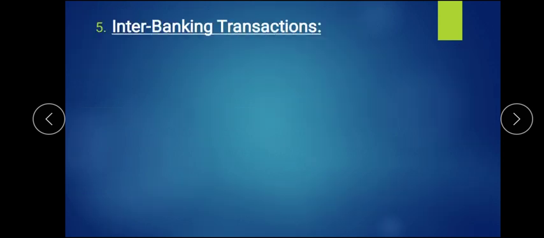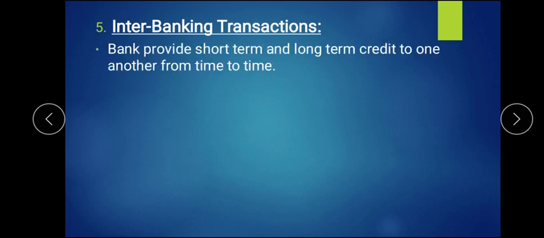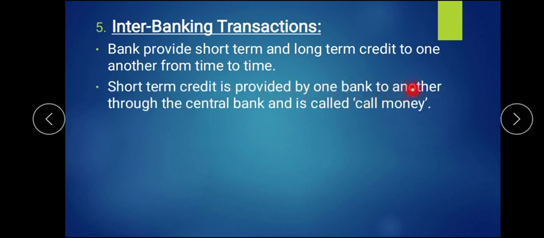Now the fifth point, that is interbank transactions. We have seen that many times when banks are short of money, they try to get a loan from a nearby bank. So one bank will help the other. Banks provide short term or long term credit to one another from time to time, whenever there is a requirement of money. Short term credit provided by one bank to another through the central bank is called what? Call money.